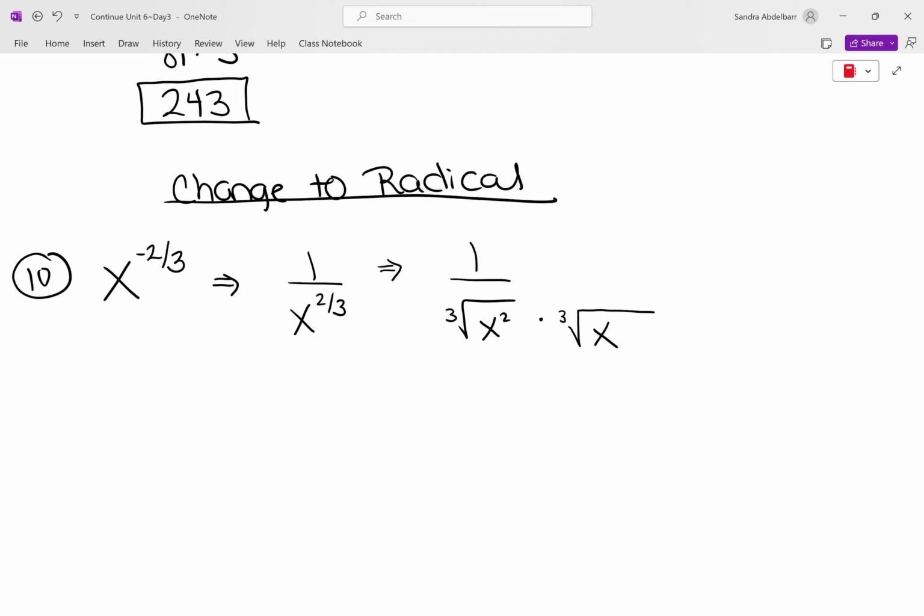Why cube root of x? Because I need to create a triplet, right? I need 3 x's. I already have 2. I just need 1 more. So then this is going to give us the cube root of x over x.